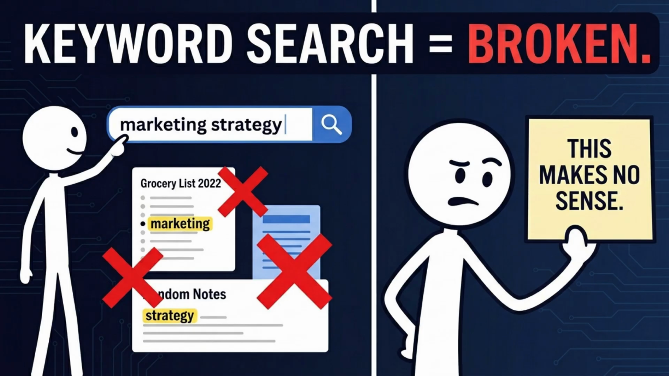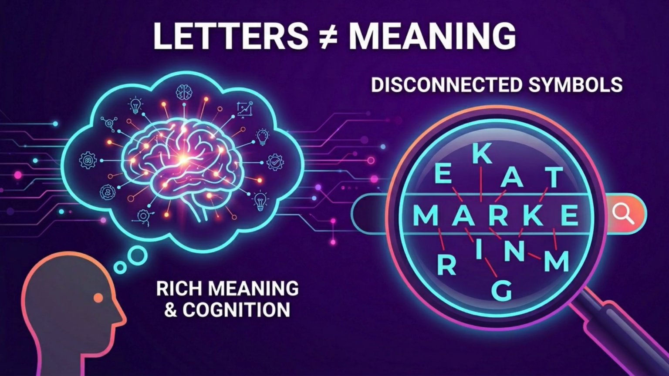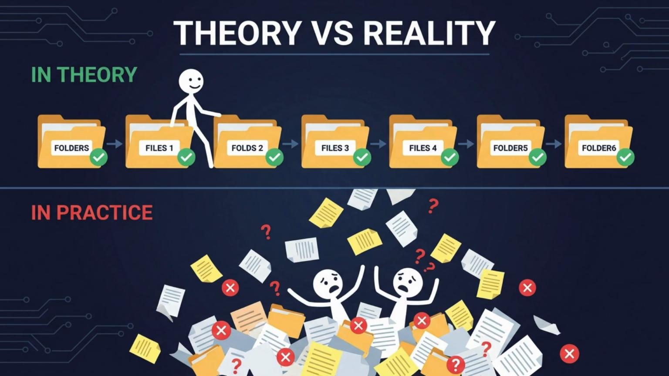Standard keyword search is broken. It matches letters, not meaning. It has no idea what you're actually trying to find. In theory, your notes should be organized and easy to navigate. In practice, they're a chaotic mess that only gets worse the more you add to them.